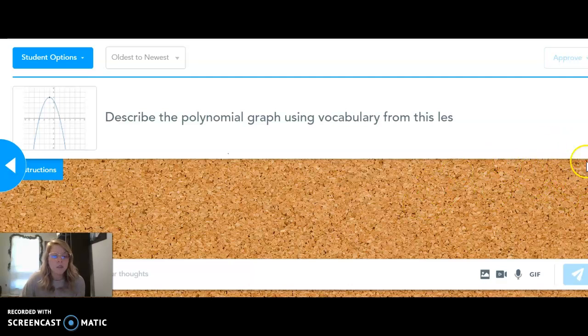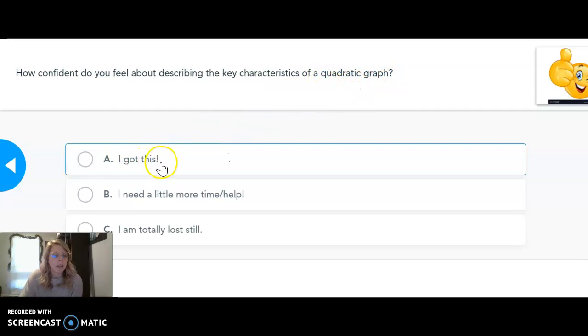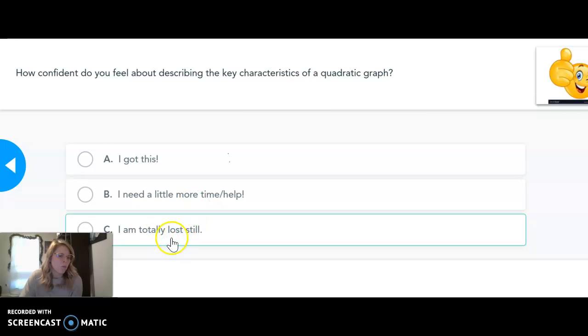Now, if my students are struggling with these descriptions on their own after having the guided practice, what I would refer them to do is a Desmos activity that will go over the vocabulary again. We're also going to have this last poll question after they go through this. How confident do you feel about describing the key characteristics of a quadratic graph? I got this, I need a little more time or help, or I'm totally lost still. This would be a good time for me to know which students need additional help.